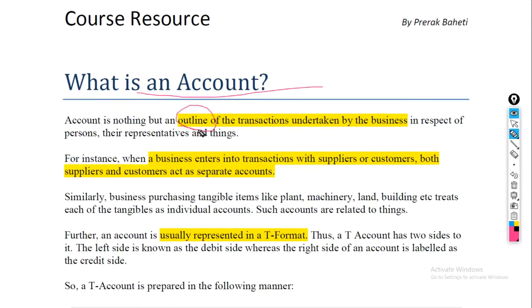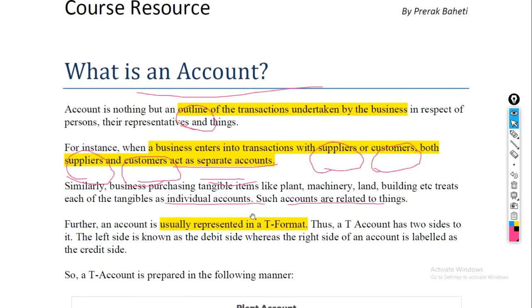An account is an outline of the transactions that are undertaken by any business. For example, if they buy tangible items like plant and machinery, that is an account. And if an enterprise trades with suppliers, that is buying the raw materials, and with consumers, that is selling the finished products, then both are separate accounts. They will not serve as one account, and they will be treated as separate accounts.